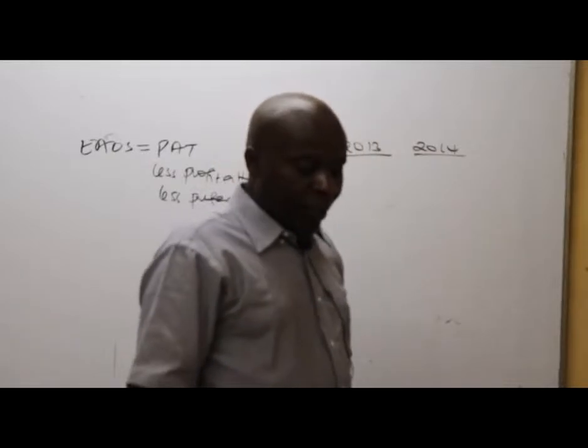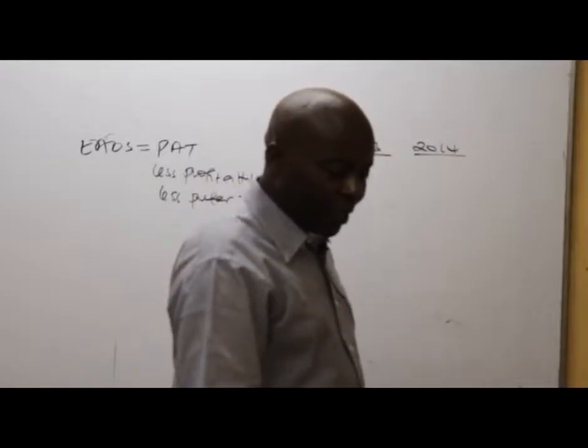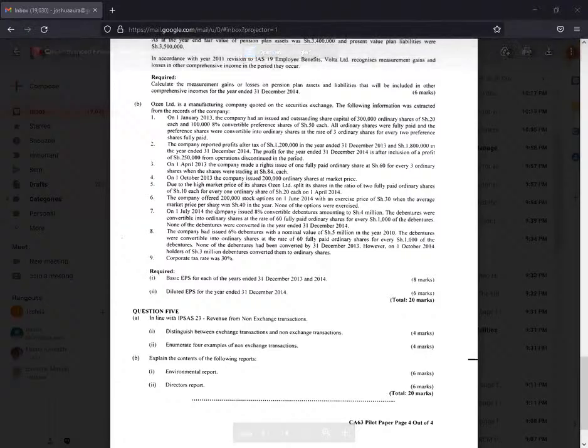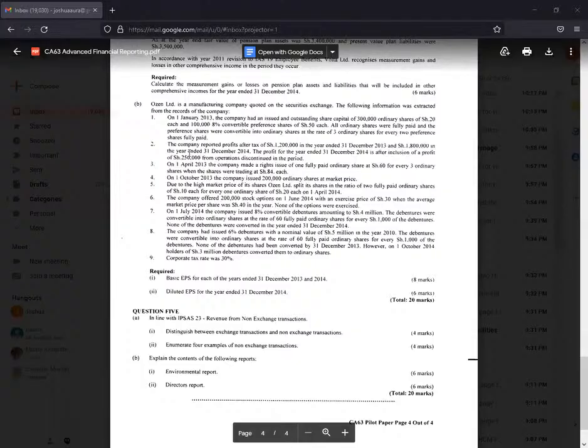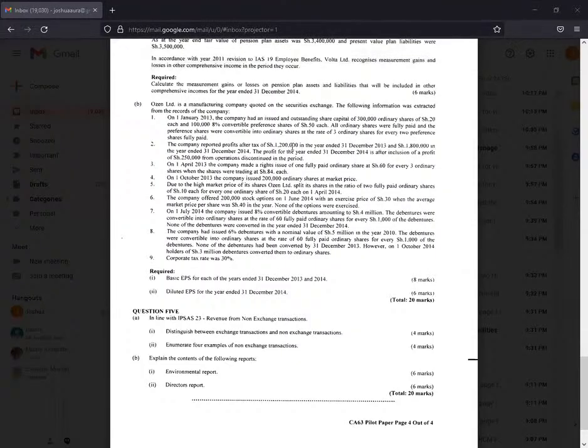Great. Ladies and gentlemen, we come here. Please, let's give this examiner the profits attributable to ordinary shareholders. So we start with the reported profit. Note number 2. The company reported profits after tax of 1,200 and 1,800.